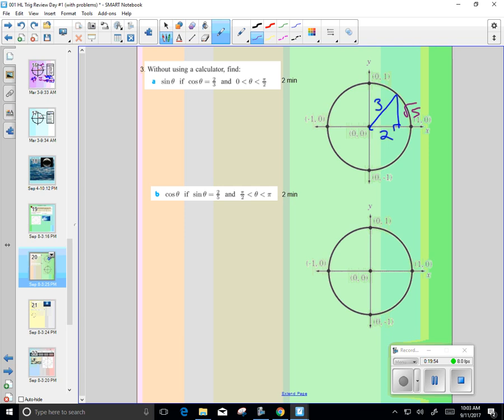In quadrant 1, is it positive? Yes. So what's the sine of this going to be? Just looking at it quick. Square root of 5 over? Done. Easy.